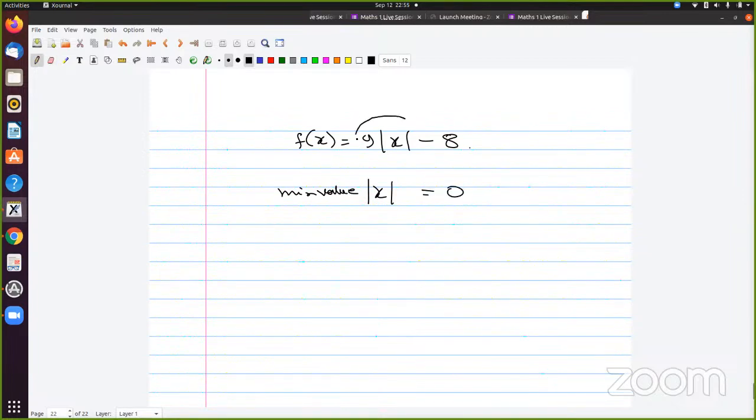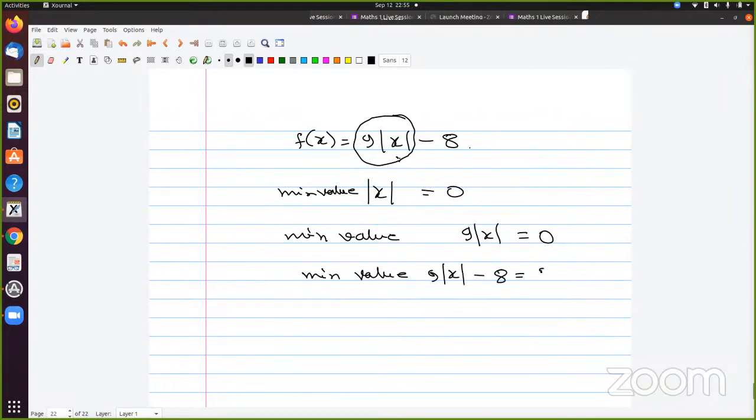So what is the minimum value for this portion, only the first portion? 0, right? Min value for 9 mod x is 0. So this is clear to you? Right? Now what is the minimum value for the whole thing? This portion's minimum value is 0. Now what is the minimum value of the whole thing? Minus 8. Minus 8, right? Is it clear?